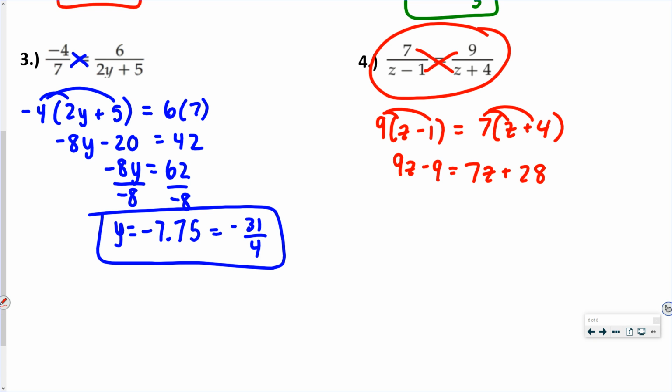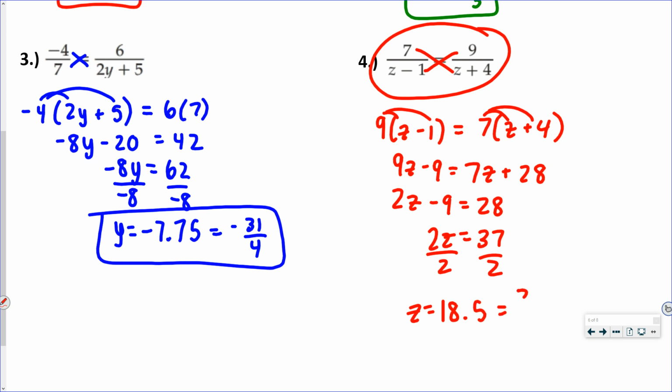And then we know how to solve equations with variables on both sides. We got to get all our variables together. So I would move over that 7z by subtracting it. So I'd have 2z minus 9 equals 28. Add over the 9, we get 37. Divide by 2. That's a decimal, which is 18.5. That's okay. Or you can just leave it as 37 halves. That's okay too.